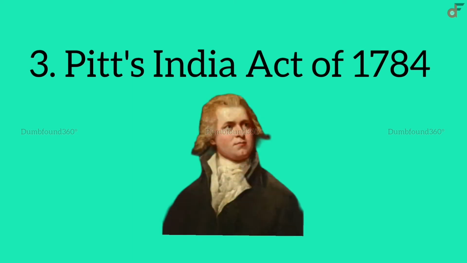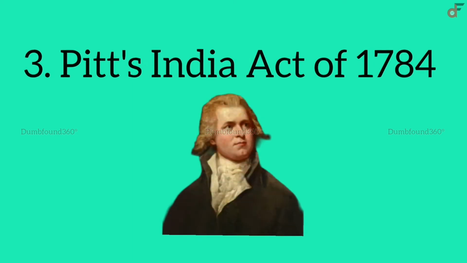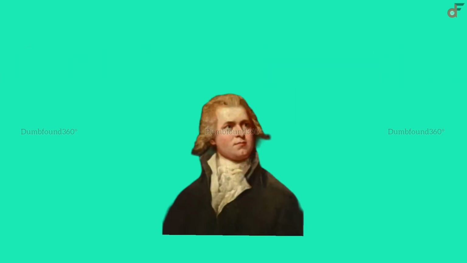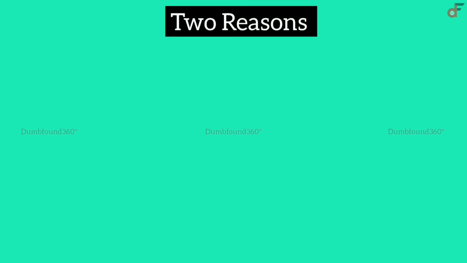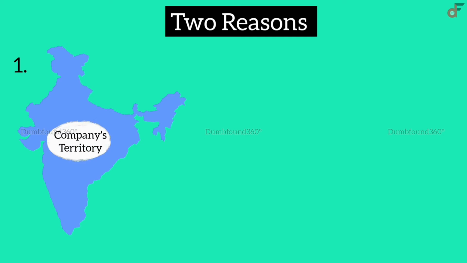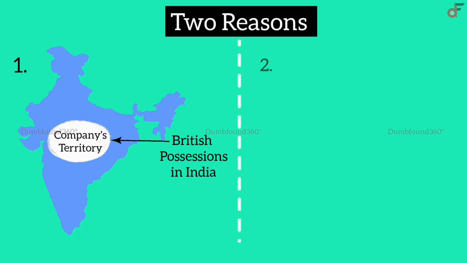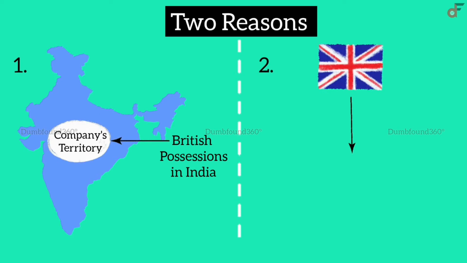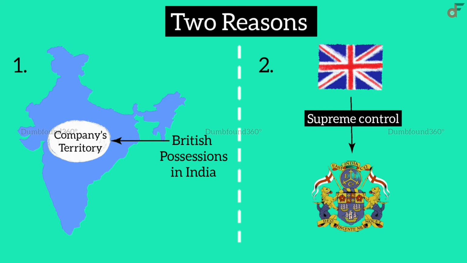Pitt's India Act of 1784. This act was significant for two reasons. First, the company's territories in India were for the first time called the British possessions in India. And second, the British government was given the supreme control over companies' affairs and its administration in India.